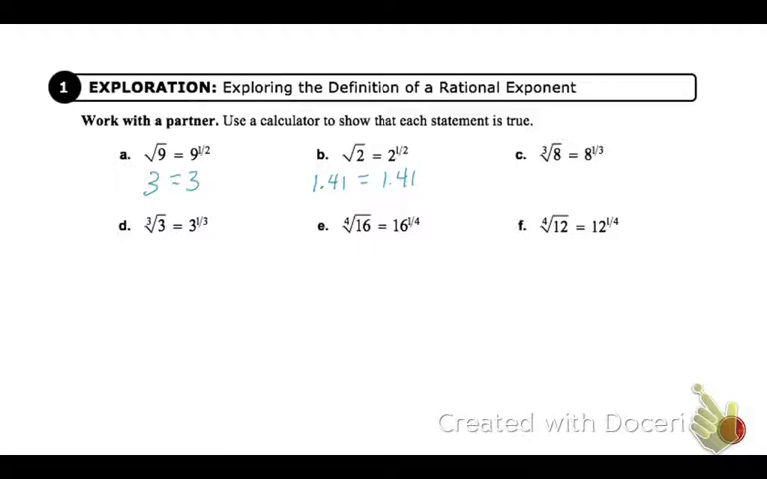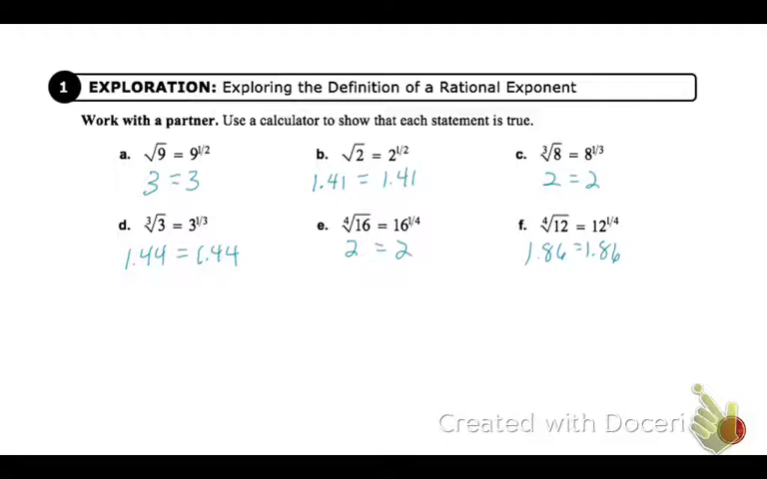The third root of 8 is 2. That's the number that can be multiplied by itself 3 times. And then 8 to the 1/3 power. Guess what? That is also 2. The cube root of 3 to hundredths place is 1.44, and the same for 3 to the 1/3. The fourth root of 16 is 2. 16 to the 1/4 is 2. And the fourth root of 12 is 1.86, and 12 to the 1/4 power is also 1.86.